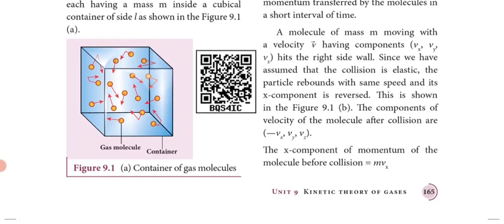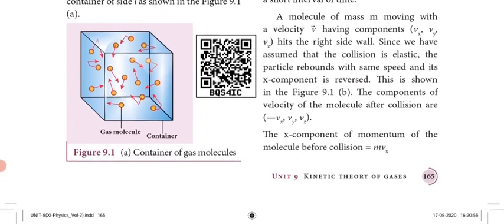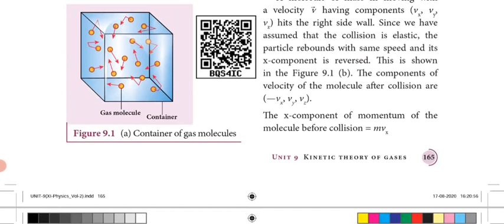That molecule hits the right side wall, and since we have assumed that the collision is elastic, the particle rebounds with the same speed and its x component is reversed. That means only the x component of the molecule goes and hits, and it will be rebounded. What is the meaning of rebounded? It goes in one direction and hits, and then it comes back along the same way but opposite in direction. So we take the x component as reversed, that's why we take it as negative, and that is minus vx, vy and vz.